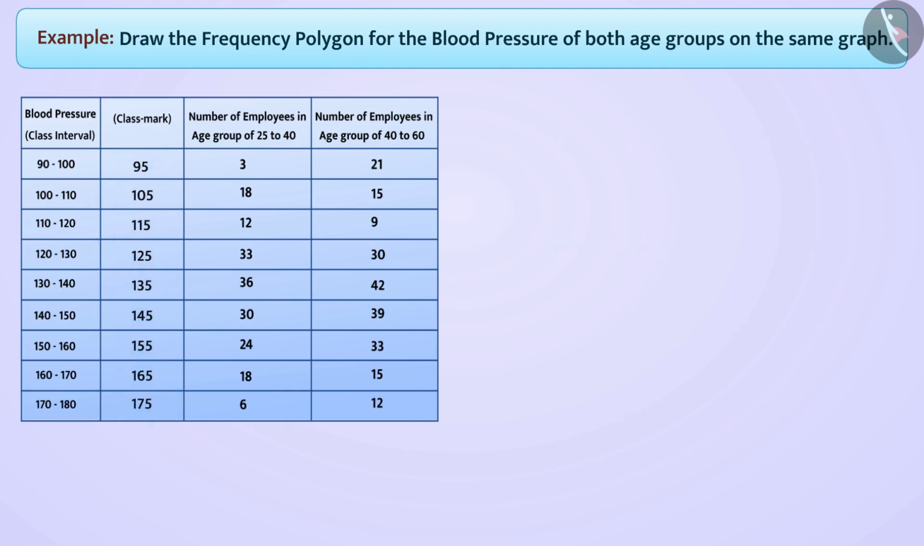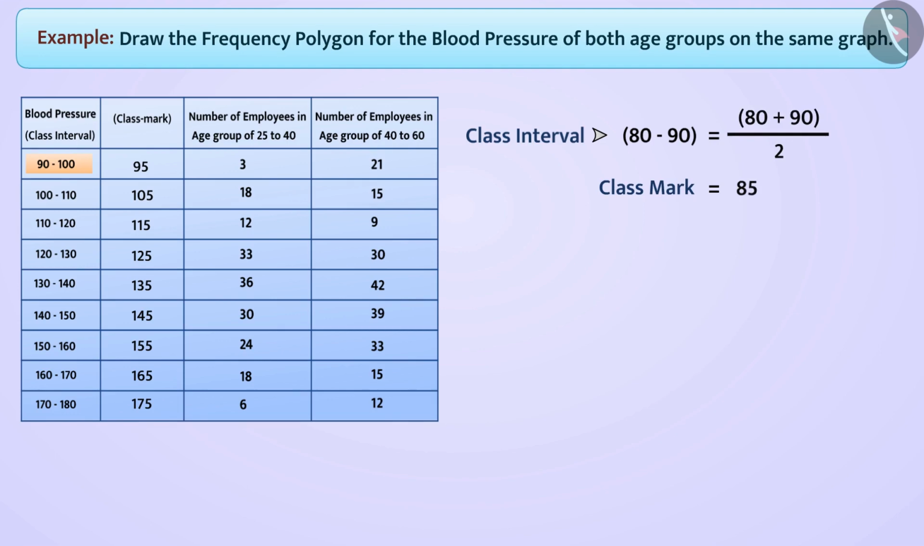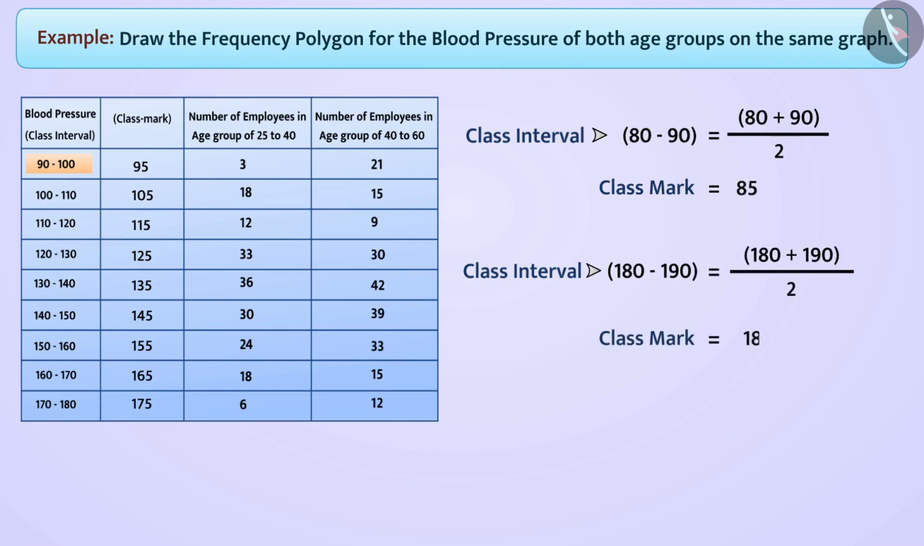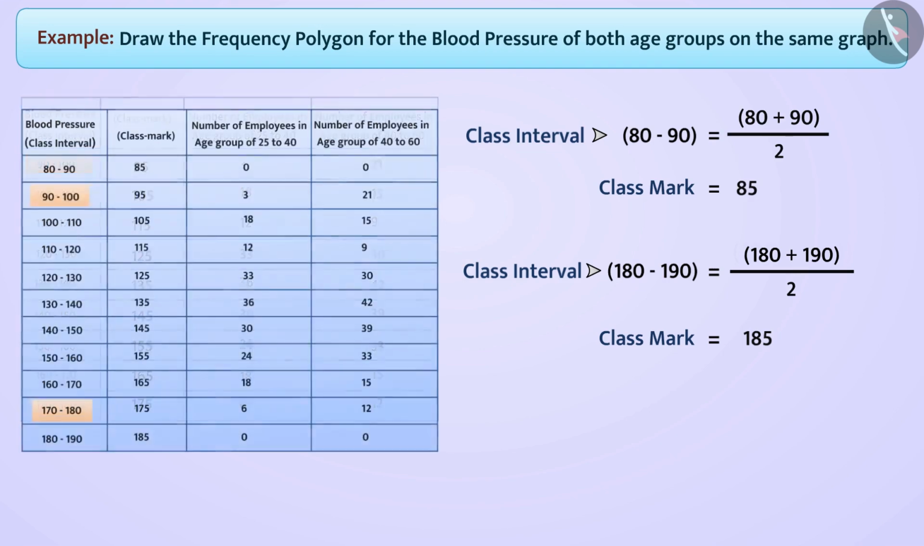Now, before taking class interval 90 to 100, we will take class interval 80 to 90 with frequency 0, whose class mark is 85. Similarly, we will take class interval 180 to 190 with frequency 0, whose class mark is 185 after class interval 170 to 180. In this way, the class marks go from 85 to 185.